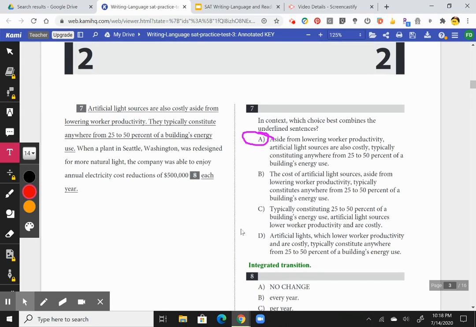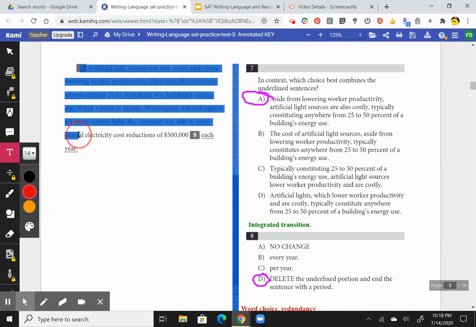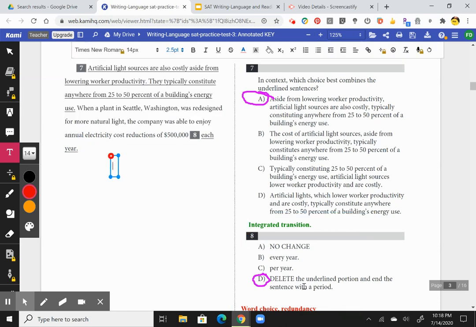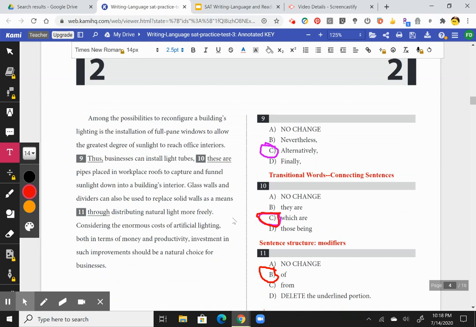Number 8, again, each year was able to employ annual. Notice how it says annual here already. It's already talking about annual electricity cost reductions. So you don't need to have each year, and that's an example of redundancy. Number 9 is an example of transitional words connecting sentences. Which one does that best?